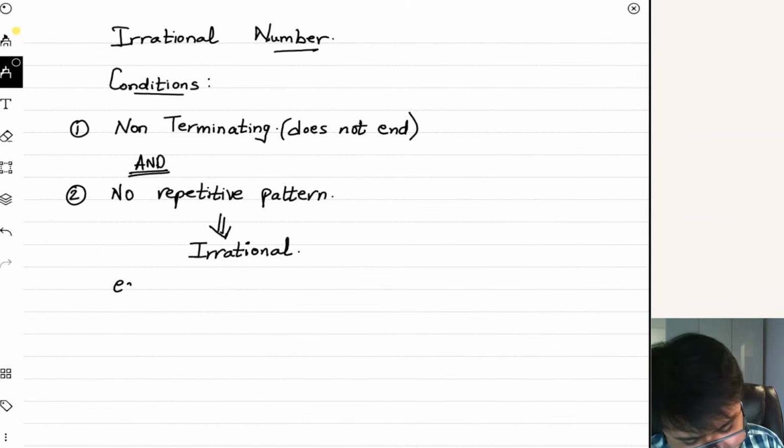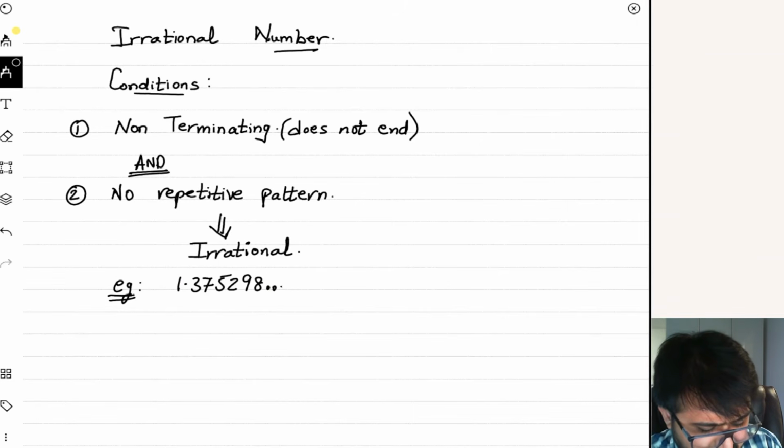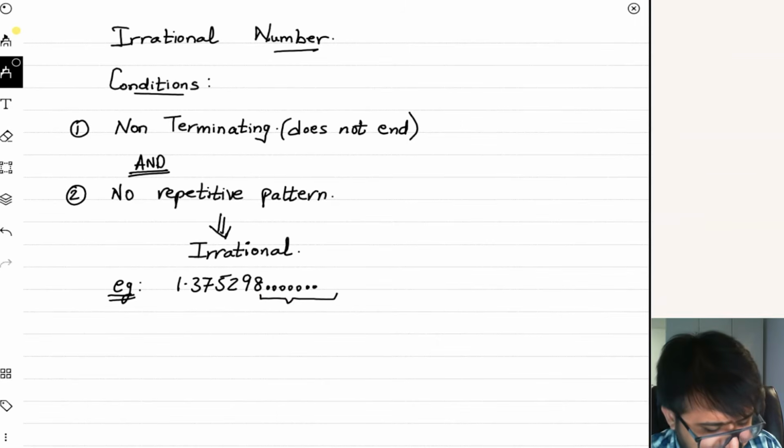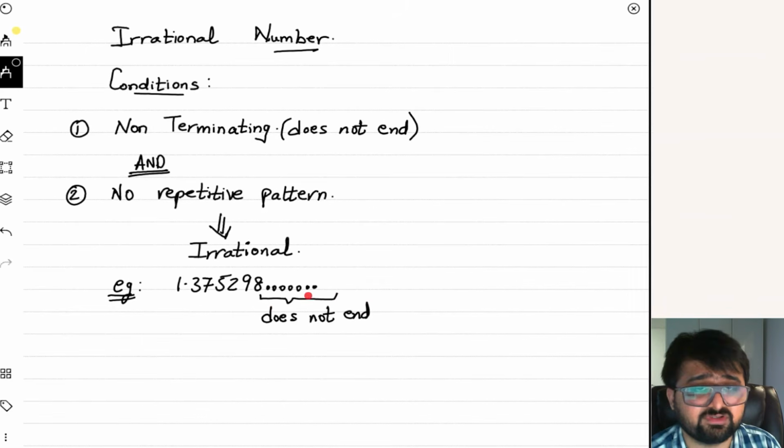Let's say the number is 1.375298 and dot dot dot. Now let's see if this number is rational or irrational by looking at these conditions. Let's see if condition number 1 is satisfied. Is the number non-terminating, or does it not end? Yes. If you see this dot dot dot, that means the number is non-terminating, or these decimals do not end. It goes on forever. Okay, so condition number 1 is satisfied.